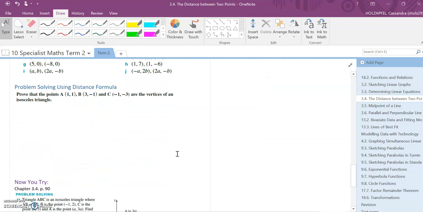All right, the last thing that I want you to have a go at is some problem solving using this distance formula. So I will actually draw it for this one. So I'm going to pop up a graph. Just give me one sec.